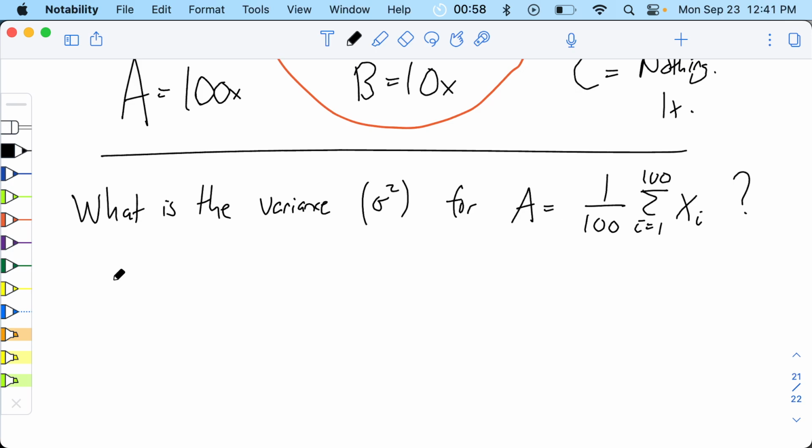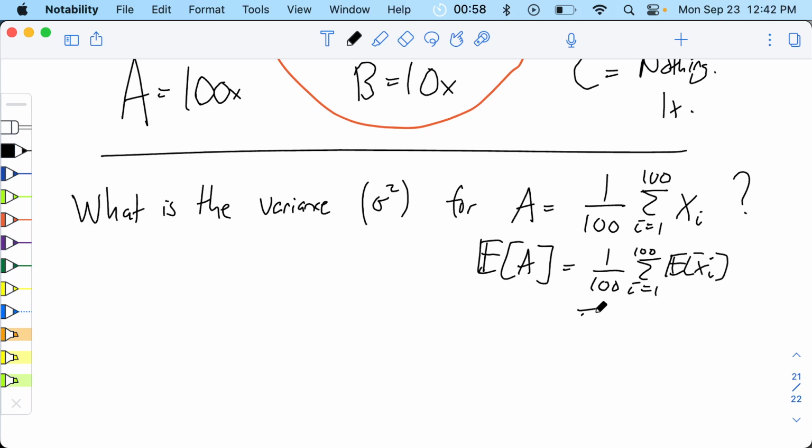So you need to do the mean and the variance for A. The mean we already did. The mean of A is 1 over 100 times the sum of the means of the xi's. And those were all 0. You're adding up 0 100 times, you get 0. Most people got that one right. The variance is a little bit trickier. What is the variance of A?